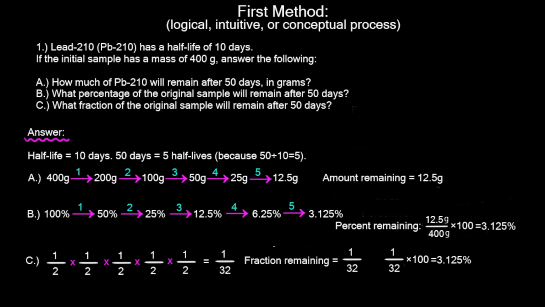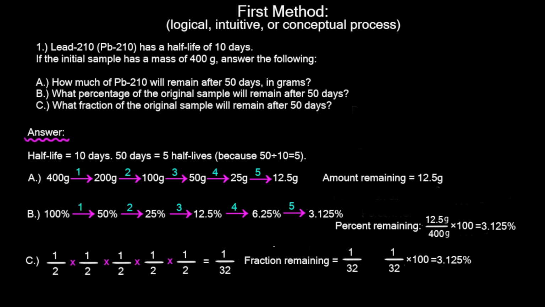After the fourth half-life, or 40 days, 50 grams becomes 25 grams. And finally, the fifth half-life, or 50 days, 25 grams becomes 12.5 grams. So after 50 days, or 5 half-lives, the final amount remaining is 12.5 grams. This shows that with every half-life that passes, the original amount of the substance is reduced by one half.